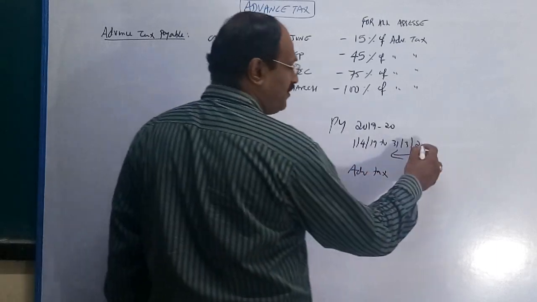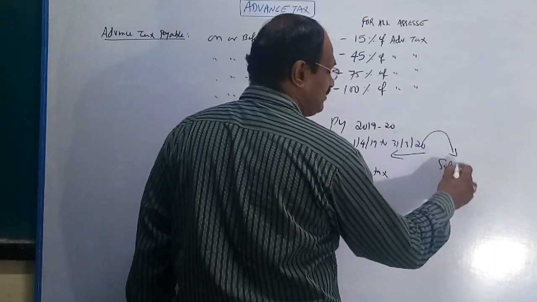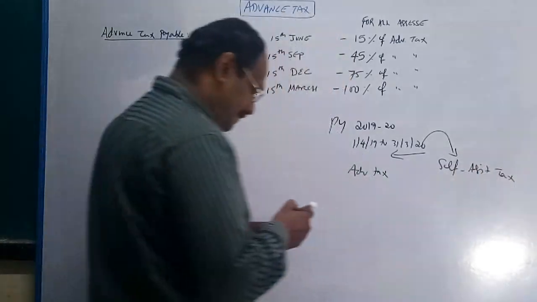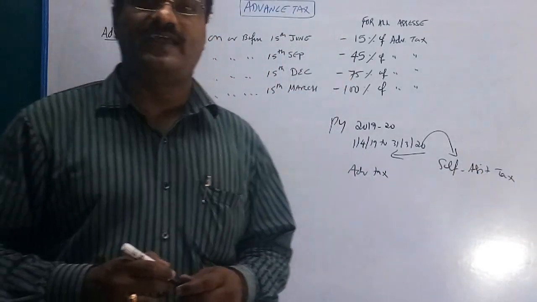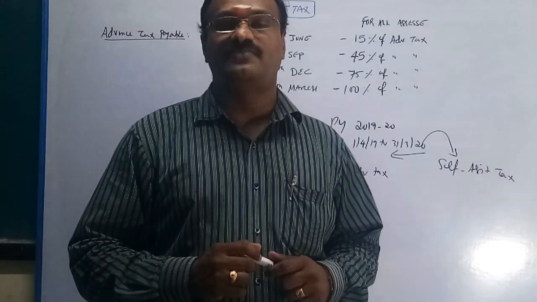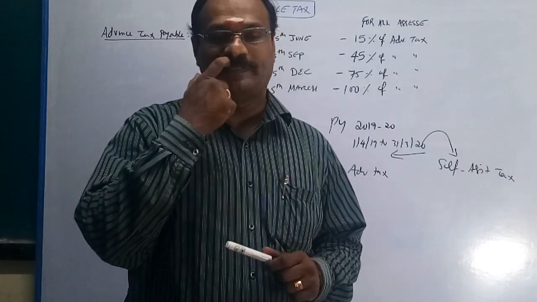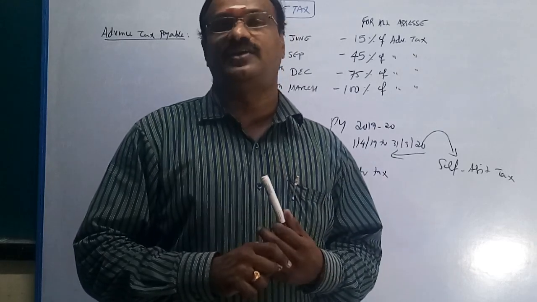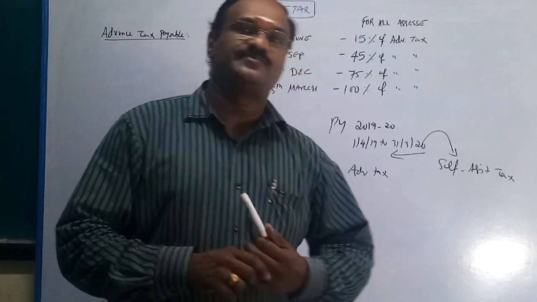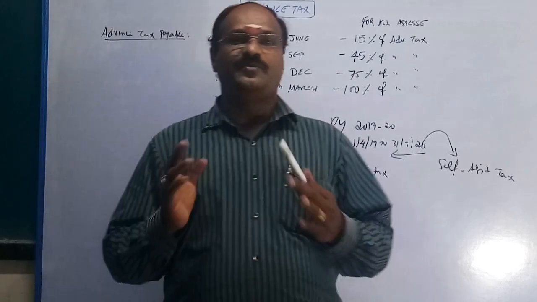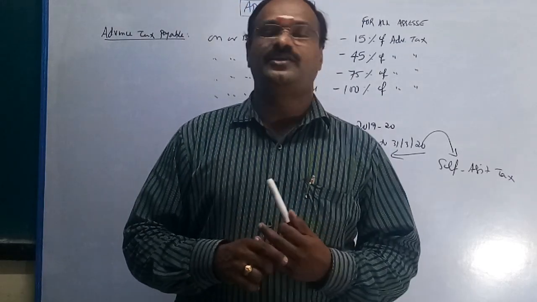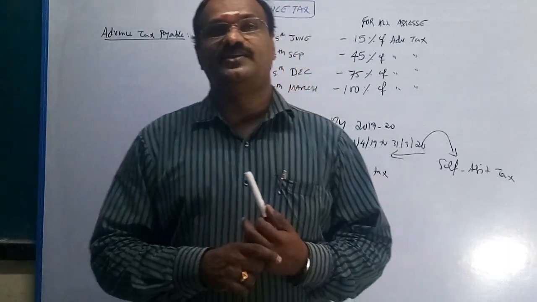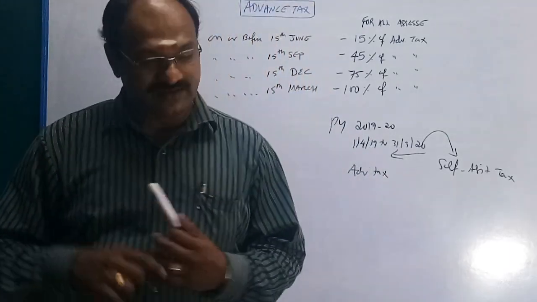Any tax payable after 31/3 is nothing but self-assessment tax. Repeat, advance tax is nothing but tax paid before 31st March of the relevant previous year. That is, in our example, in our previous year 2019-20, if you pay any tax before 31st March 2020, it is advance tax. After 2020, it is self-assessment tax.